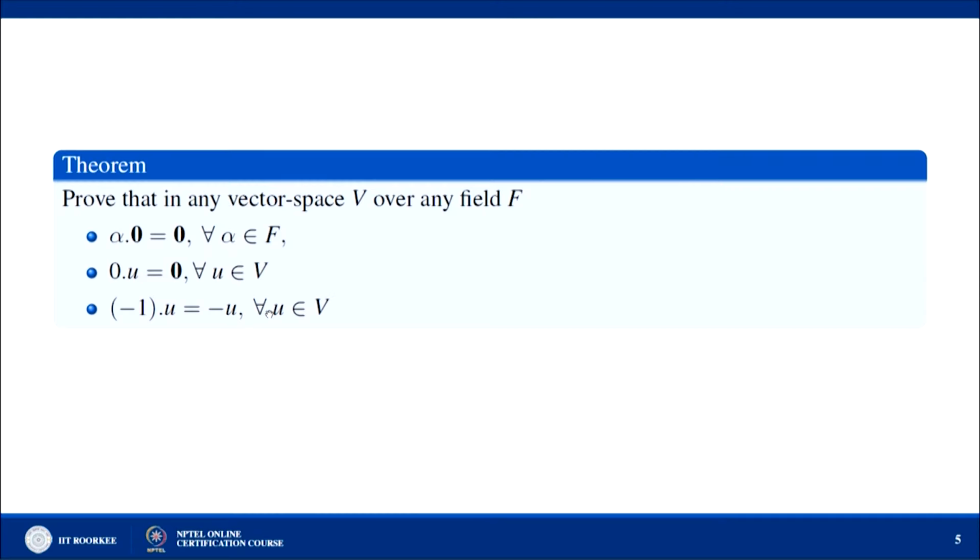The last property is that minus 1, which is a real number, dot u is nothing but the additive inverse of u for all u in V. So, this is also simple to show. This is to show that minus 1 dot u is minus u.